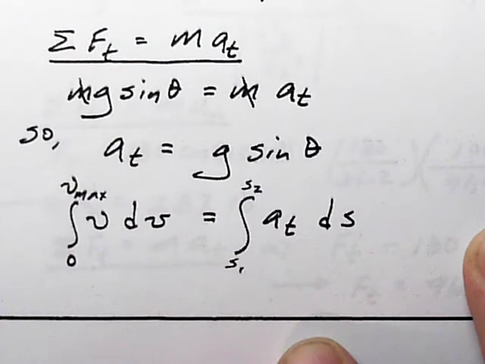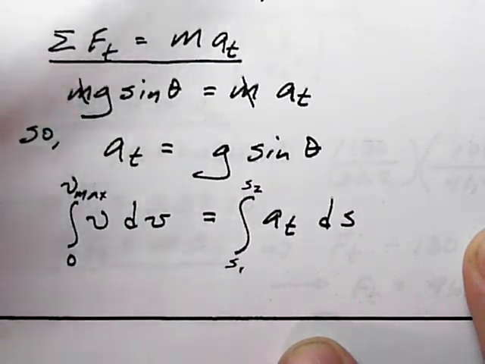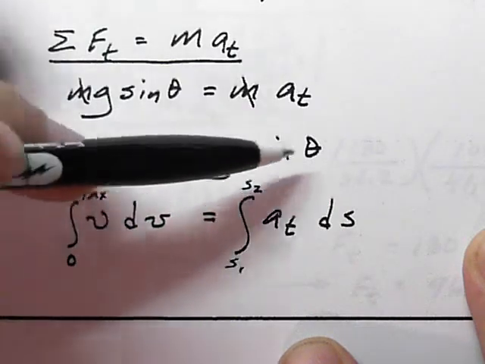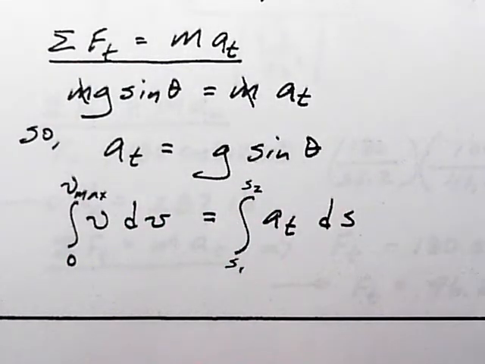Canceling the mass on both sides lets us say that the acceleration in the tangent direction is g sine of theta. Now, clearly acceleration is not constant, it depends on theta, which depends on time. But that doesn't shut us down, because we can integrate non-constant accelerations. We'll use the a ds equals v dv form to integrate.